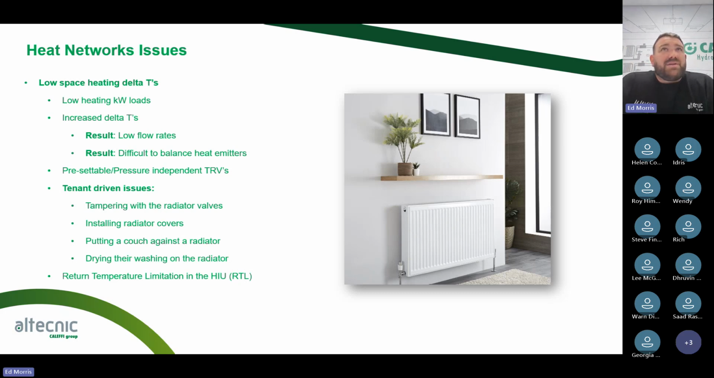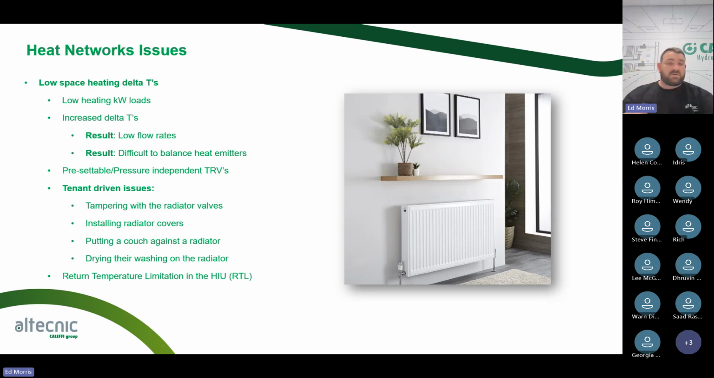So as we look at the heating side of things, low heating kilowatt loads, so we're not using the energy that we need, increase the delta Ts of the system. The result is low flow rates, making it difficult to balance the heat emitters because we're not getting the flow rate through there. The ways that we can overcome this is using things like presettable or pressure independent TRVs, or dynamically controlled. What that means is that we can preset the flow rate through every single radiator to ensure that's going to go there. As we've said before, water is very lazy by its nature.